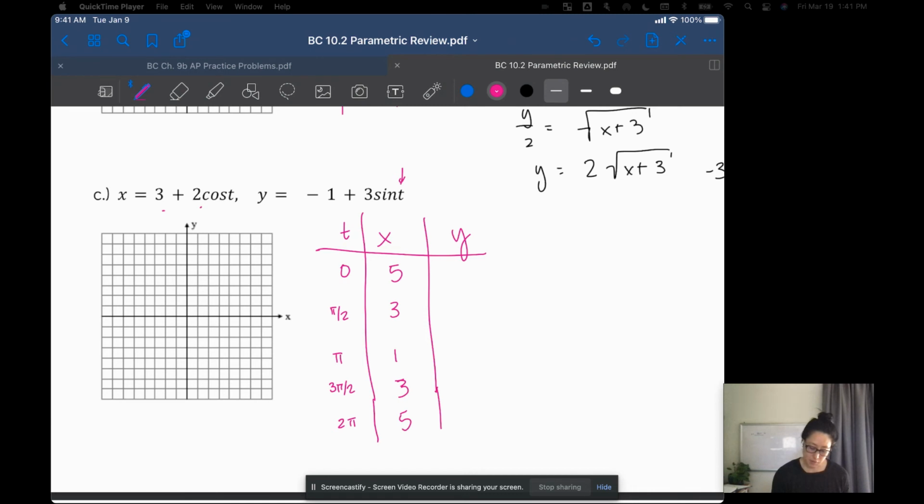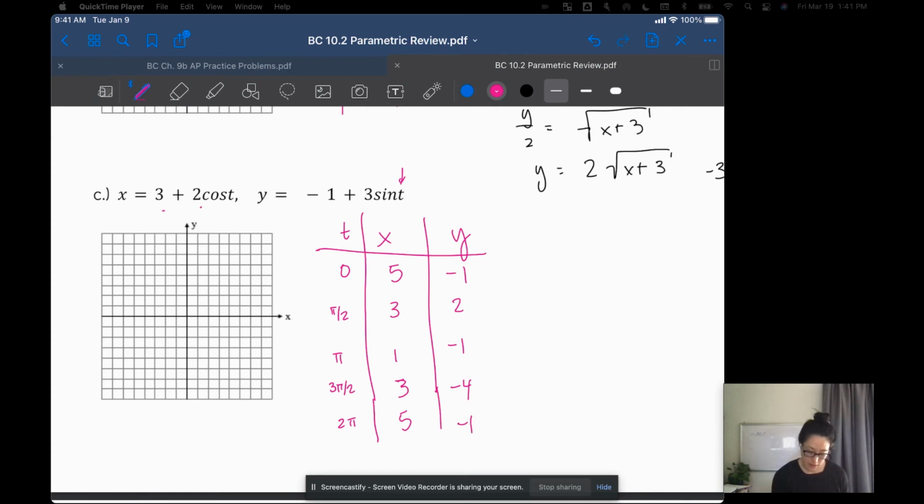We're going to repeat the same thing for negative 1 plus 3 sine t. So sine of 0 is 0. So we get negative 1 plus 0 is negative 1. Then sine of pi over 2 is 1, a positive 1. And we get negative 1 plus 3, which is 2. And then sine of pi is again 0, so we're back at negative 1. And then sine of 3 pi over 2 is negative 1, so I end up with negative 4. And we get a spin back to negative 1.